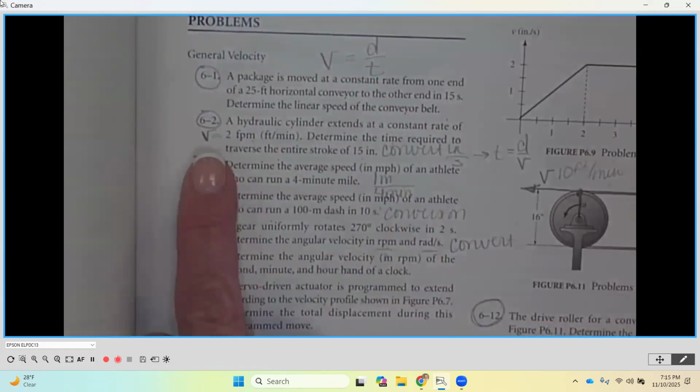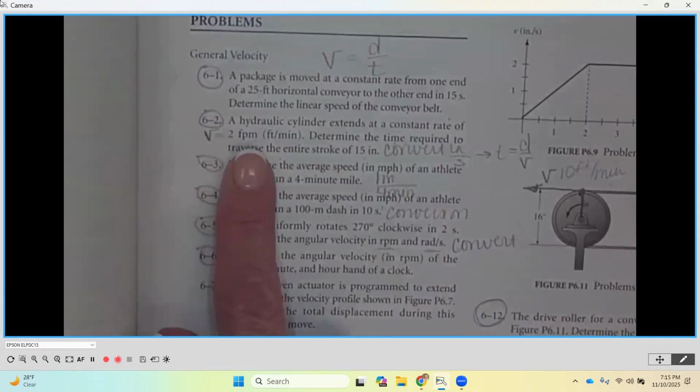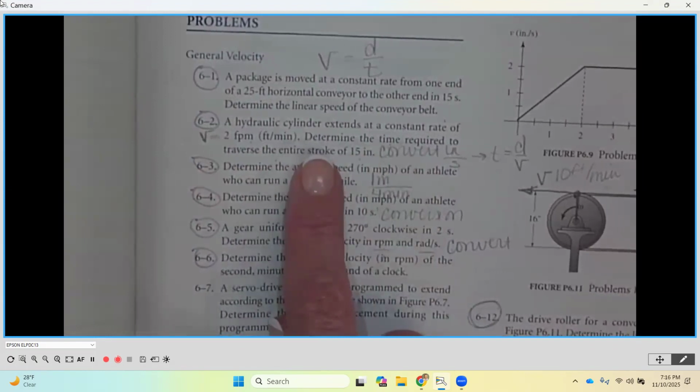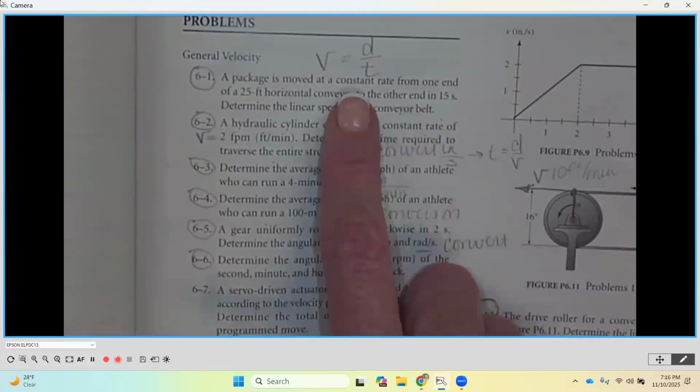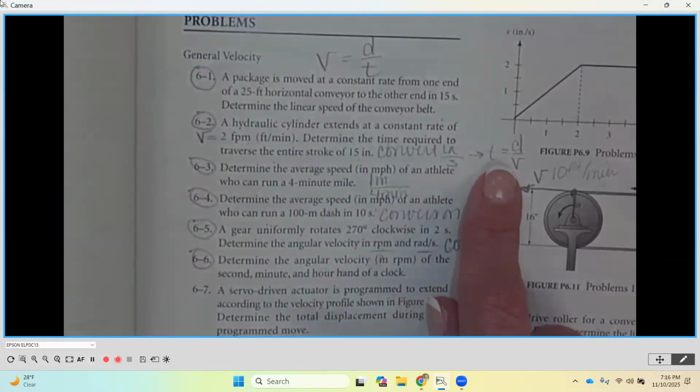6.2, we have a hydraulic cylinder. It extends at a constant rate of 2 feet per minute. Determine the time required to traverse the entire stroke of 15 inches. So you want to convert this to inches per second and then determine your time by rearranging that equation for t. Easy peasy.